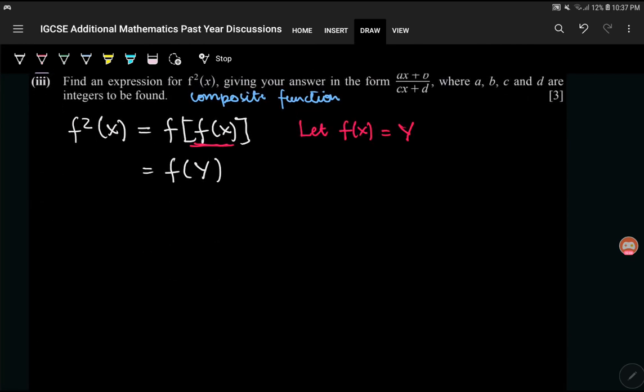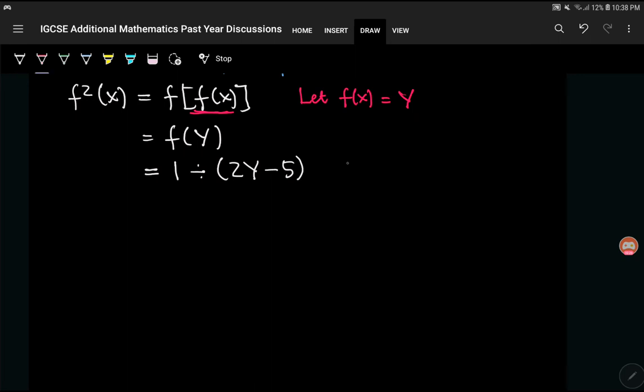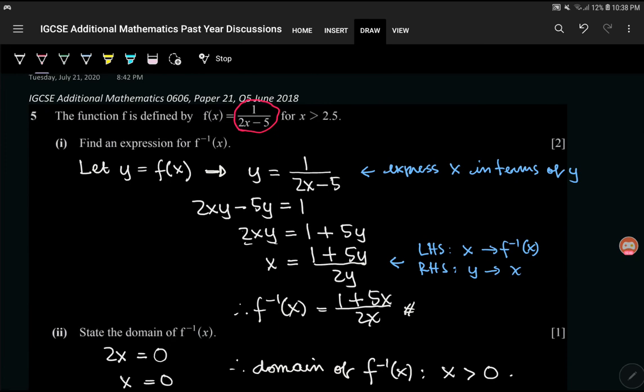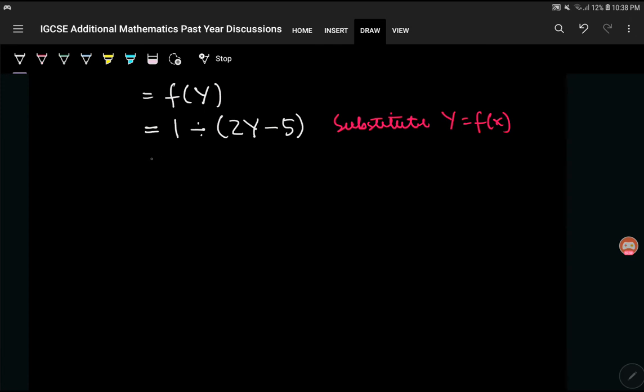So we have 1 over 2Y minus 5. Oh, I prefer to do it like this: 1 divided by (2 capital Y minus 5). Until here, when you come to this point, substitute Y equals f of x. So now we substitute Y with this expression again. So we have 1 divided by (2 multiplied by 1 over (2x minus 5), minus 5).